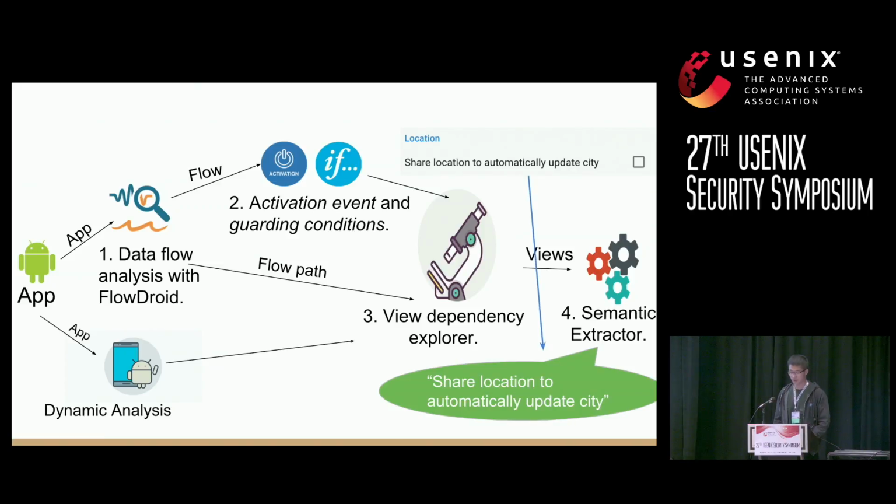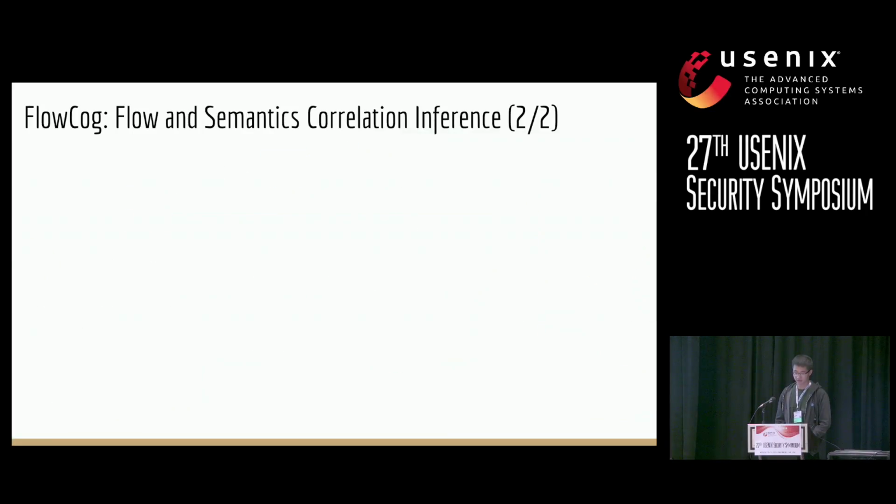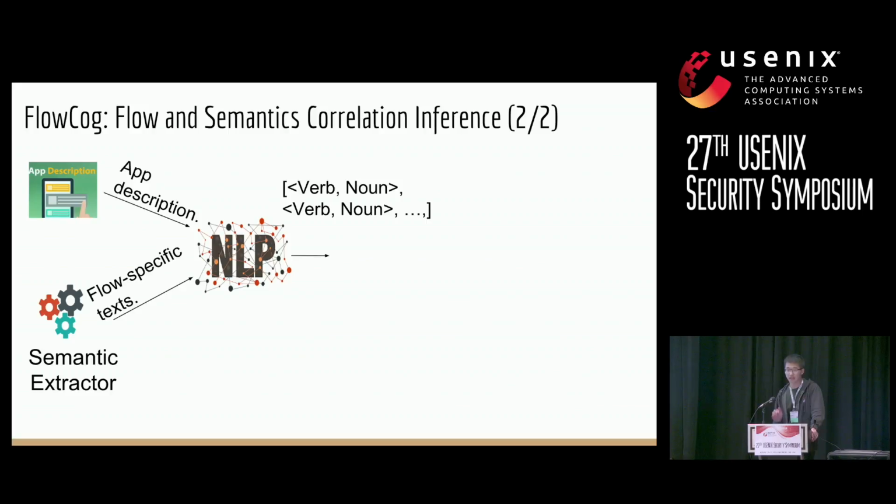For example, from the always sharing location checkbox, we can extract the following text, like "share location to automatically update city", as this view's semantics. If the semantic is an image, we also need to convert it to text through OCR technique and Google image technique. Okay, so the semantic extractor's output is a flow-specific text.